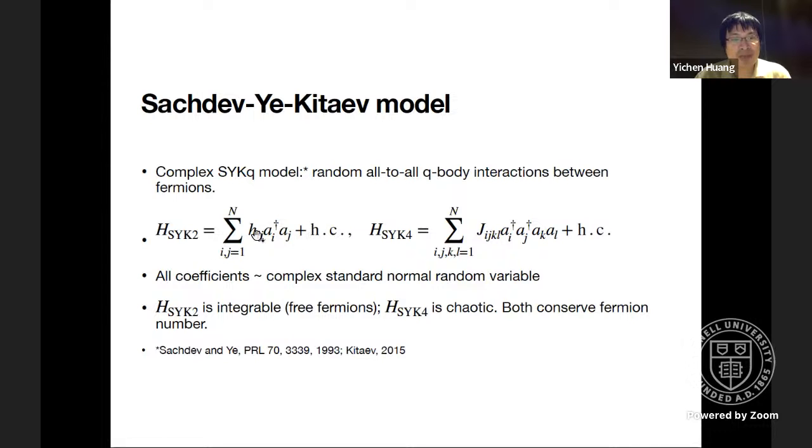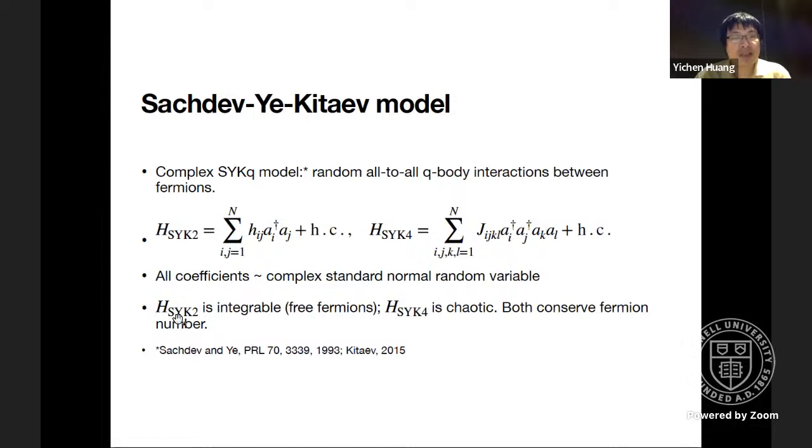So the SYK2 model is given as follows. Here, capital N is the total number of fermionic modes in our system. And we have this particular Hamiltonian. Here, a_i dagger and a_j are creation and annihilation operators for Dirac fermions. The coefficient is called h_ij, and these coefficients are complex Gaussian random numbers, and I add the Hermitian conjugate to make sure that the SYK2 Hamiltonian is Hermitian. So that is the Hamiltonian for SYK2. And similarly, we can define the Hamiltonian for SYK4, a four-body interaction with complex Gaussian coefficients. And capital N is always the total number of fermionic modes.